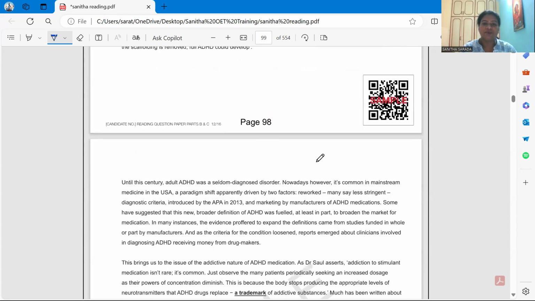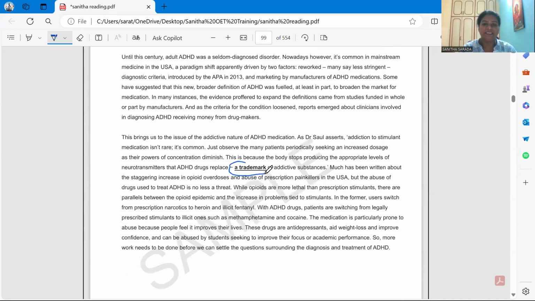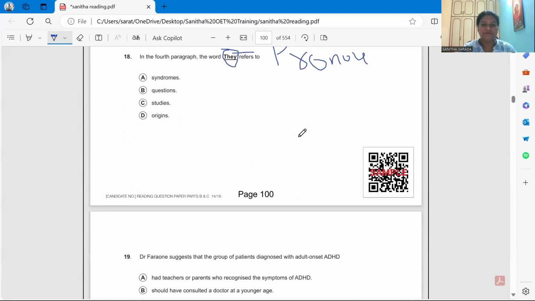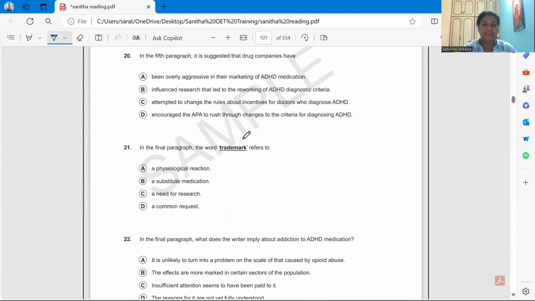Okay, the next question we are going to see is trademark. This is the trademark question. What is the question here? The question: the word trademark refers to, this is another referring question. In the final part, the word trademark refers to a physiological reaction, a substitute medication, need for research, or a common request. These are the options. You have to read the options also when you get the question paper. You have to read the questions, very important.